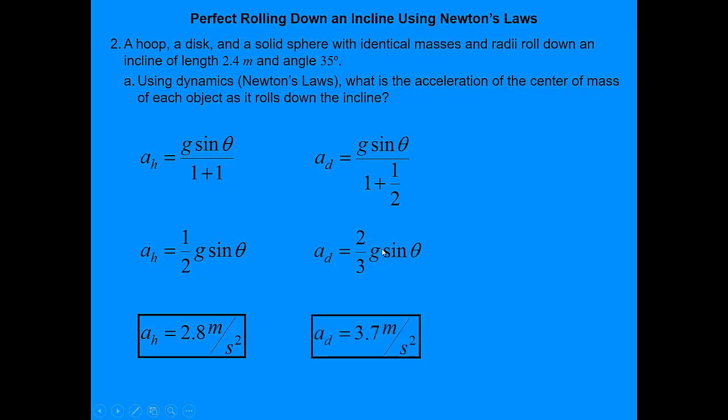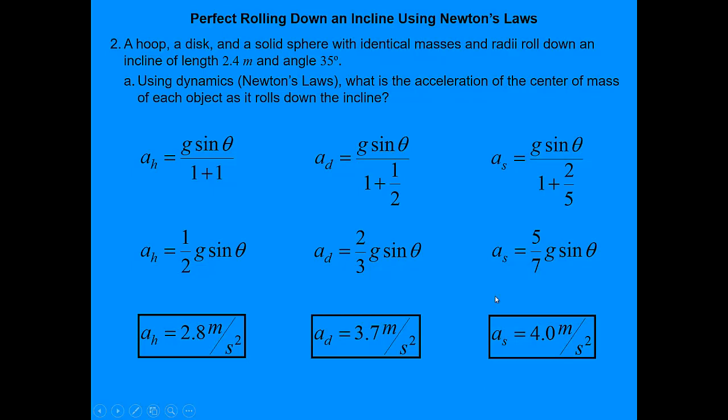Plug in 9.8 and 35 degrees, and we get 3.7 meters per second squared. Last but not least, the sphere: 1 plus 2/5, that's 7/5. Flip it, it's 5/7 g sine theta. Plug in 9.8 and 35 degrees, and we get 4.0 meters per second squared.